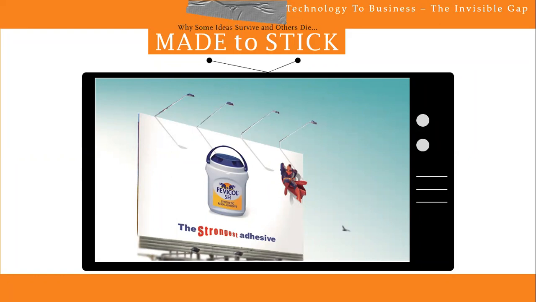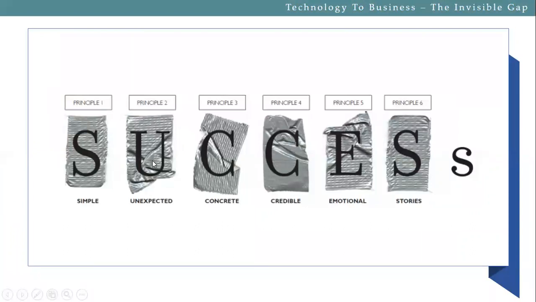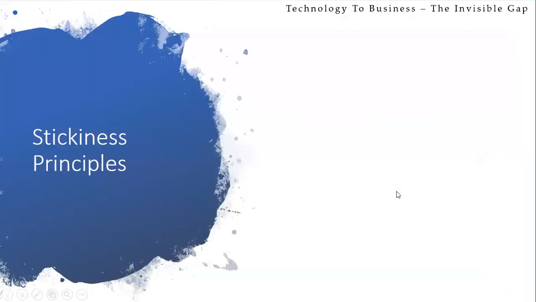If you read this book, it'll give you an idea of why some ideas survive and why some ideas die. This book is primarily based on 5 principles: simple, unexpected, concrete, credible, emotional, and stories. I'll not get into details. When you say simple, you should talk about one idea versus 10. You cannot have 10 goals in your life. You should have one goal, complete that, then take the next one. You should talk about one specific idea, not 10.